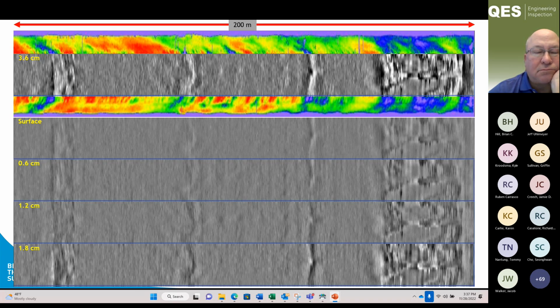Next slide. Timo, sorry, are these horizontal slices or longitudinal? They are horizontal slices, yes. Okay. Yeah.